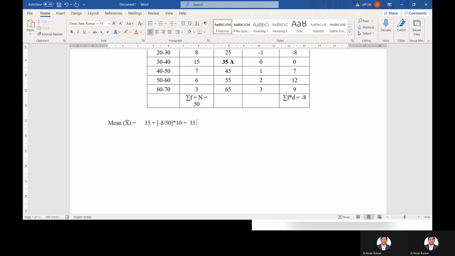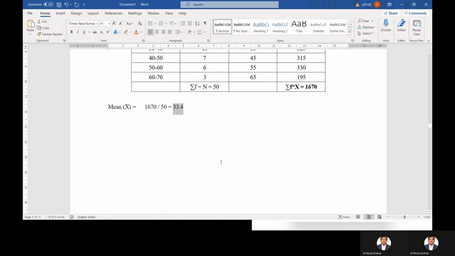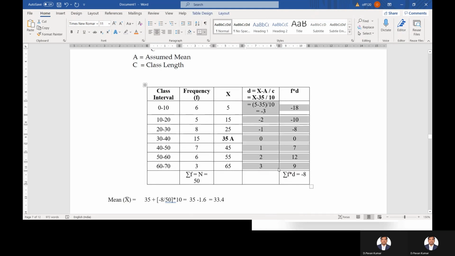So what is the answer we get? 35 minus 8 by 5, that is 1.6. 35 minus 1.6 equals 33.4 as the answer. So the mean of the given distribution is how much here? 33.4. Even when you calculate by the direct method, we got the same answer, 33.4. But in the step deviation method, it was very easy for us to calculate the values instead of using the calculator.